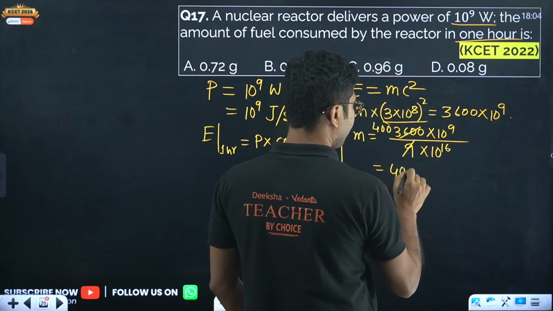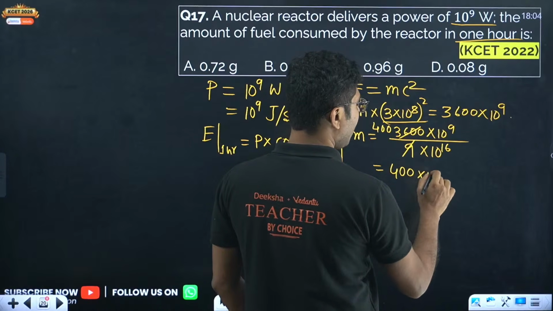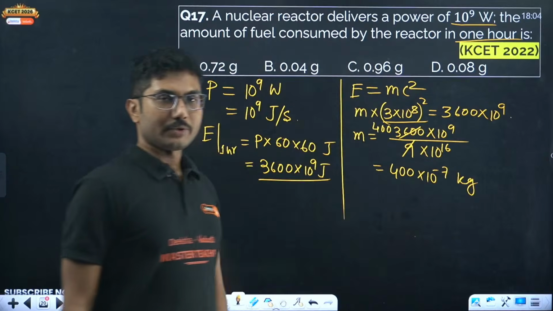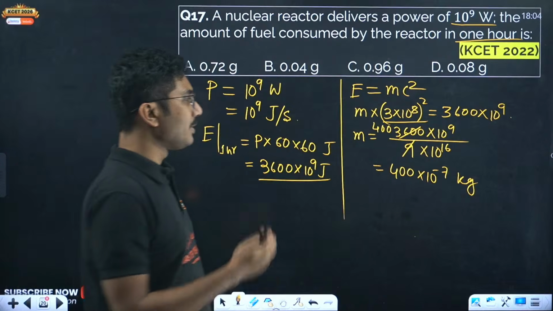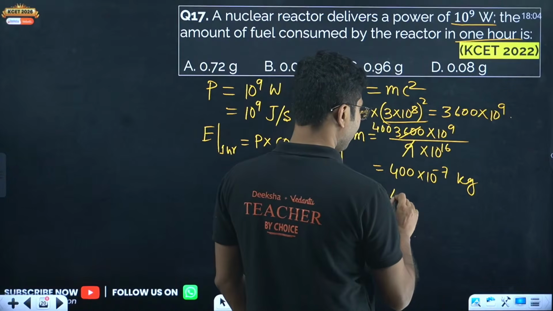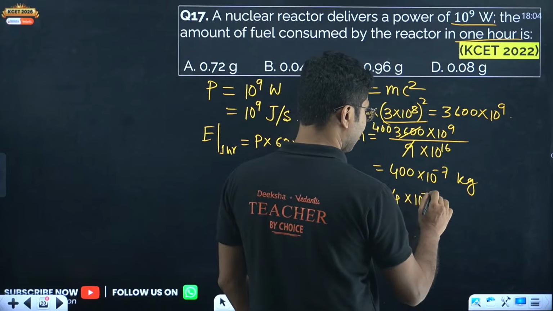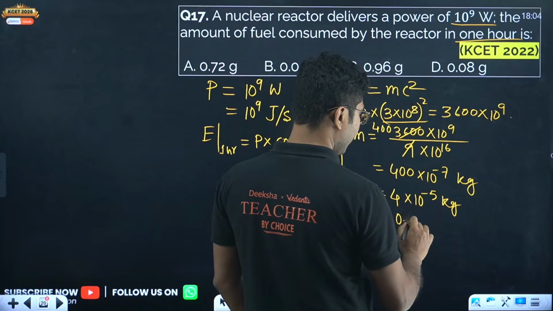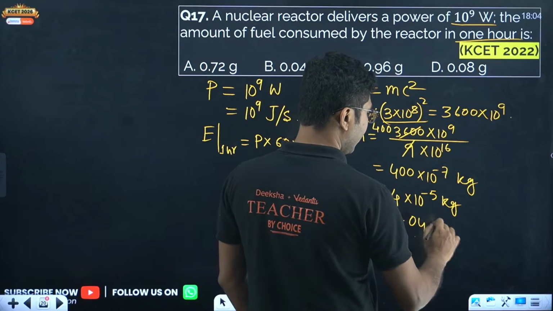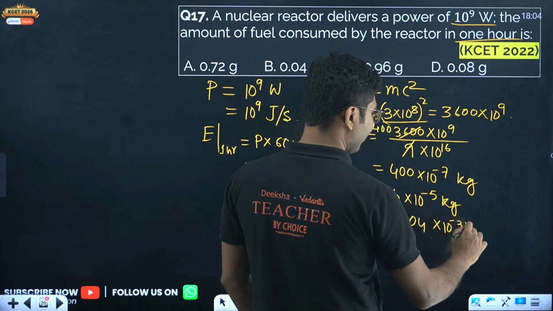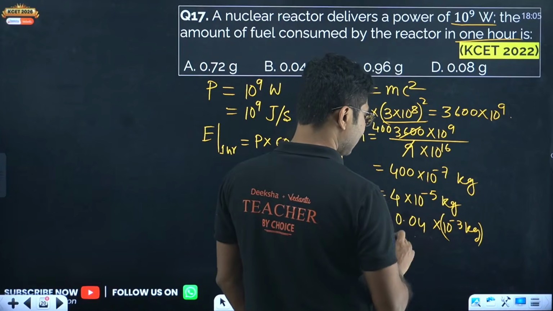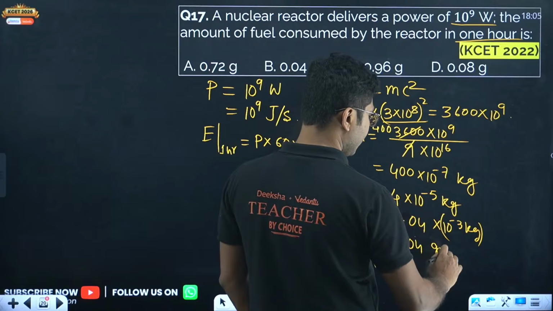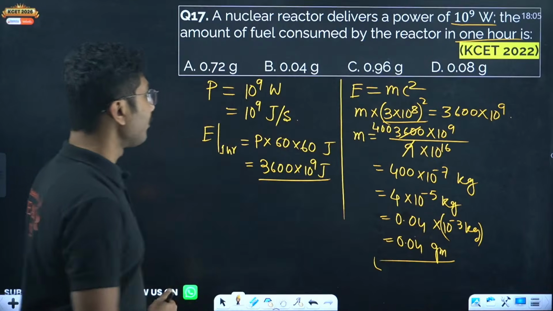So 400 into 10 to the power of minus 7 kg. It will be in kilograms, because we are using everything in SI. That means 4 into 10 to the power of minus 5 kilograms, or 0.04 into 10 to the power of minus 3 kilograms. Now 10 to the power of minus 3 kilograms can be written as grams. So 0.04 gram is required.